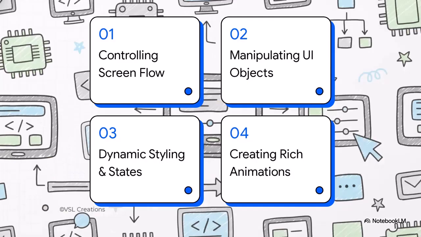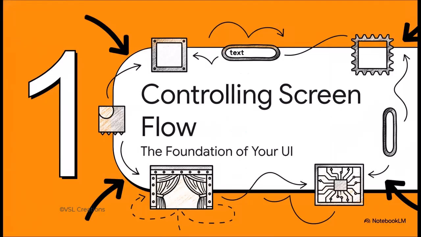So what's the game plan? Here's our roadmap for today. First, we're going to master screen navigation. Then we'll get into controlling individual objects. After that, we'll play with some dynamic styling. And we'll wrap up with the really fun stuff, making it all come alive with some beautiful animations. Okay, first things first, controlling the flow.